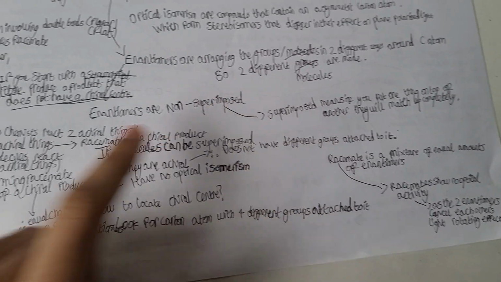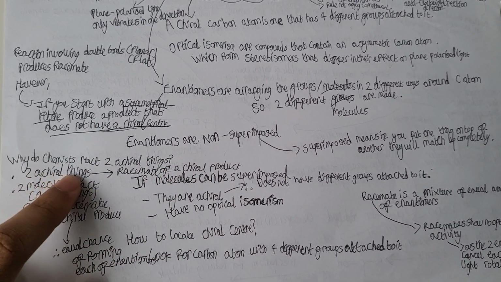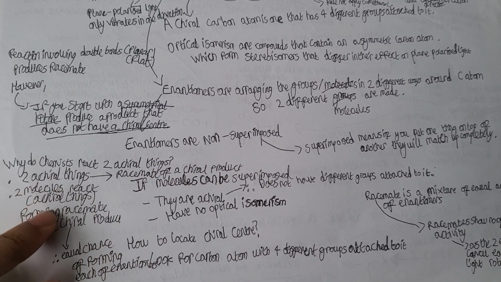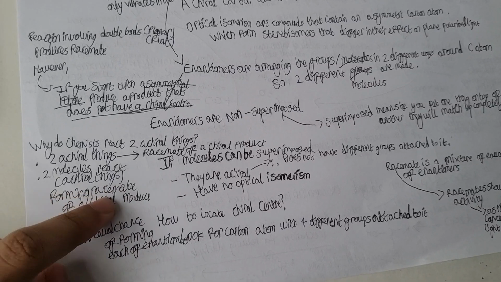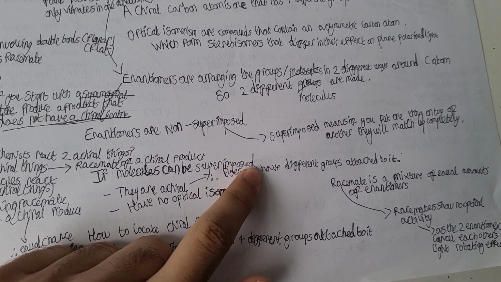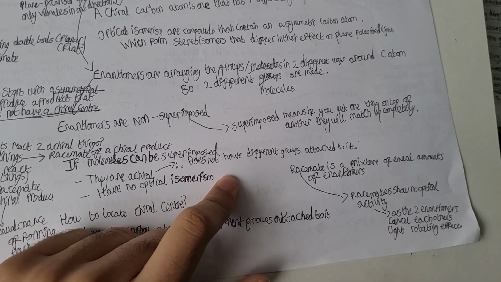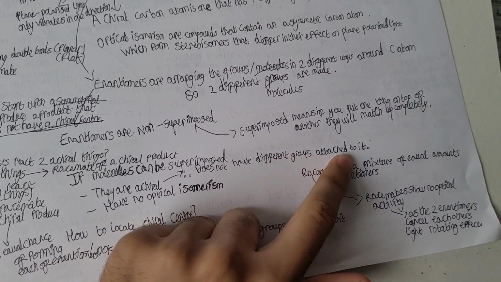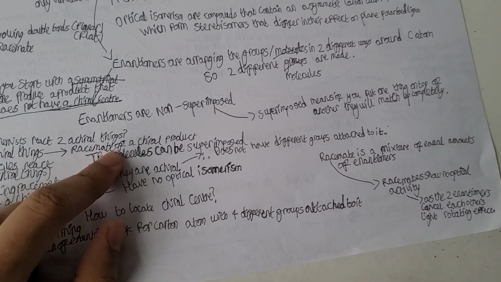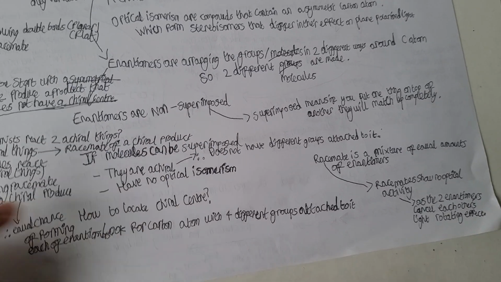Why do chemists react achiral things? Chemists react achiral things to produce a racemate of a chiral product. If molecules can be superimposed, what does that mean? They are achiral, therefore they do not have 4 different groups attached to them, and therefore they have no optical isomerism.